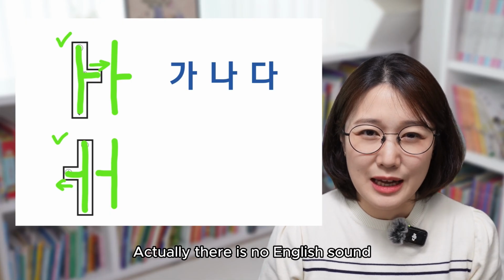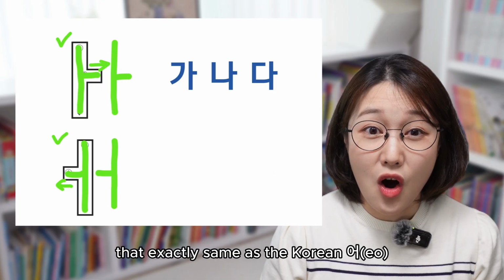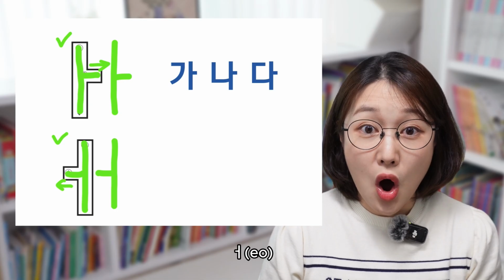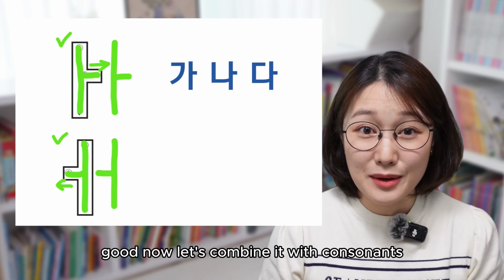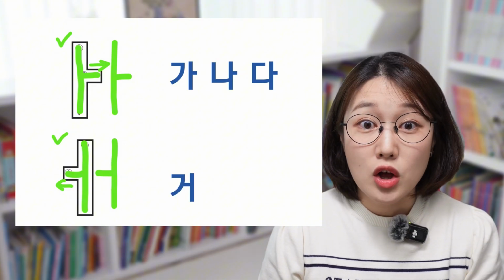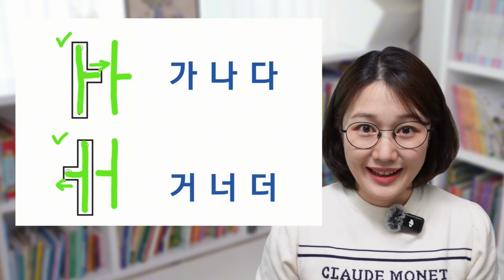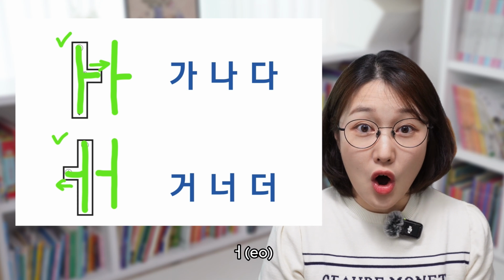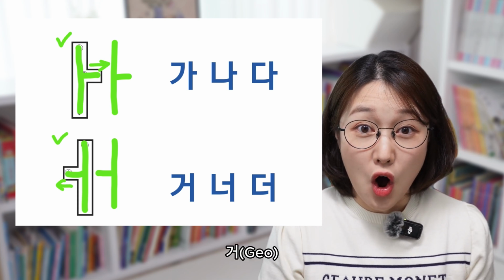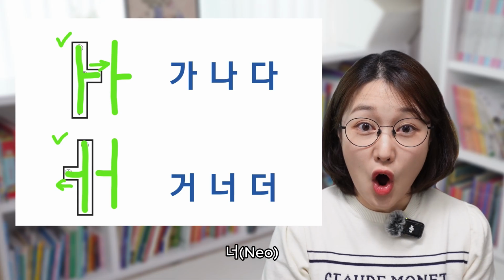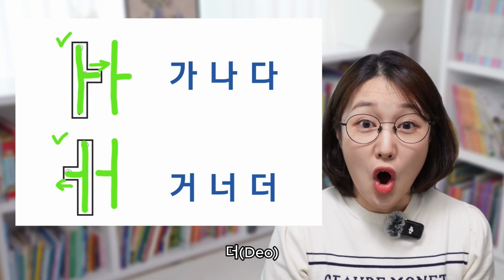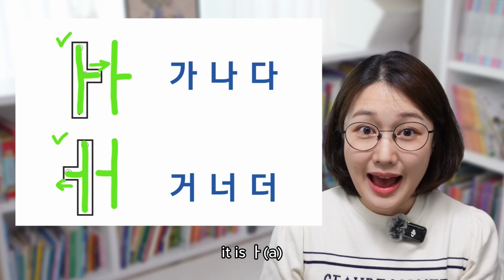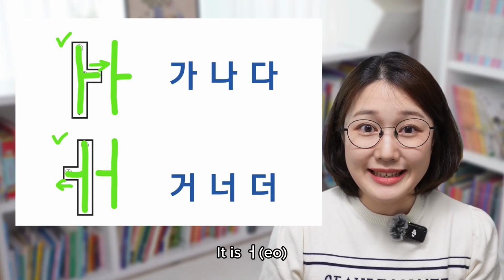Actually, there is no English sound that is exactly the same as the Korean o. Watch my mouth carefully and repeat after me. O. O. Good. Now let's combine it with consonants. 거, 너, 더. Okay, let's compare a and o. A, o. 가, 거. 나, 너, 다, 더. See? If the short stroke points to the right, it is a. If the short stroke points left, it is o.